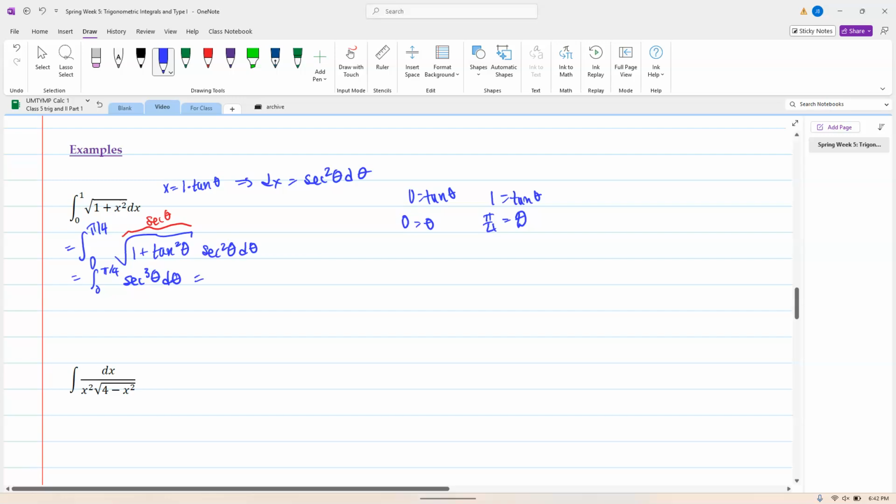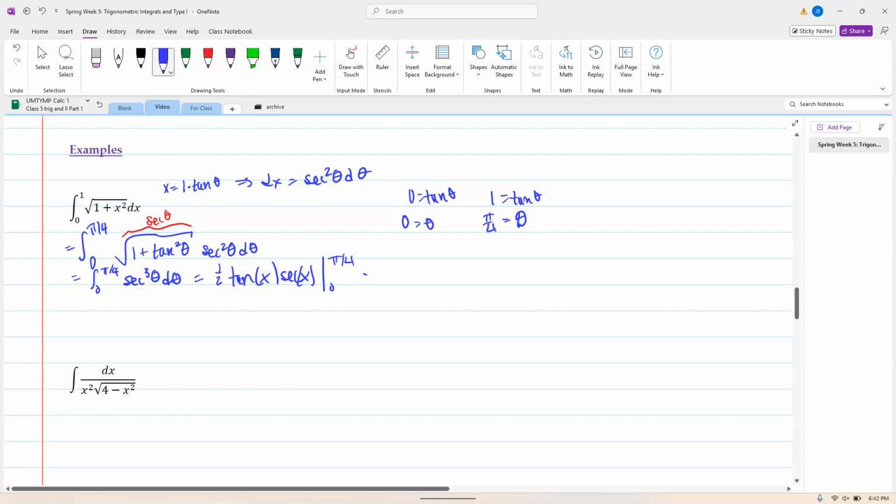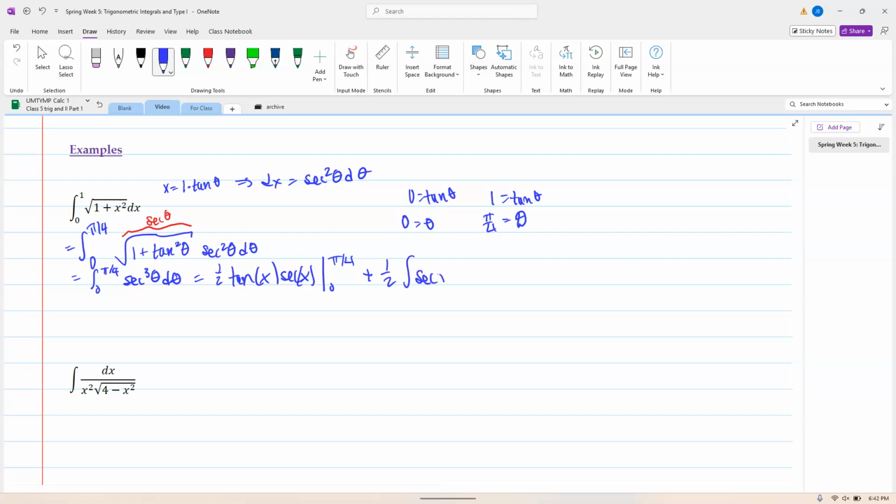Truthfully, this one, we have to use a different formula, a reduction formula for secant, and so you'd have to look this one up. So this probably wouldn't be given to you on a gateway. I can't confirm or deny because I haven't seen that, but let me back up. It would reduce to 1/2 tangent of x, secant of x, evaluated from 0 to pi/4, plus 1/2 integral of secant of x dx, from 0 to pi/4.